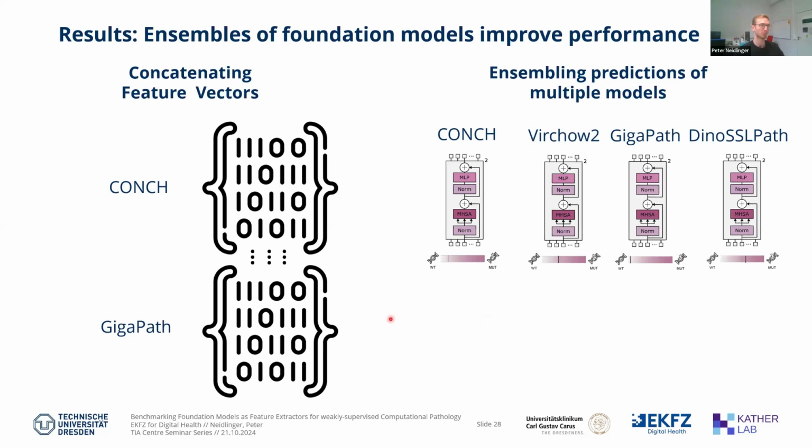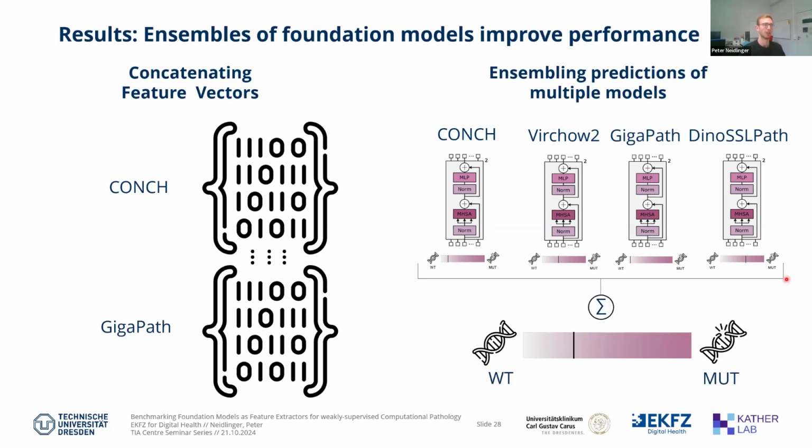And then the other thing I tried is ensembling predictions of multiple models. So for example, taking CONCH, VHF2, prognostic and DynoSSL and looking at the prediction that each model generates individually, and then just averaging across these predictions and taking the mean as the new prediction of the ensemble.